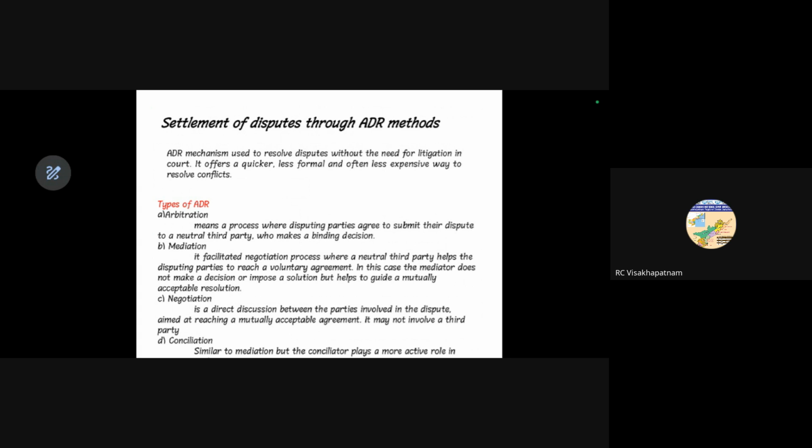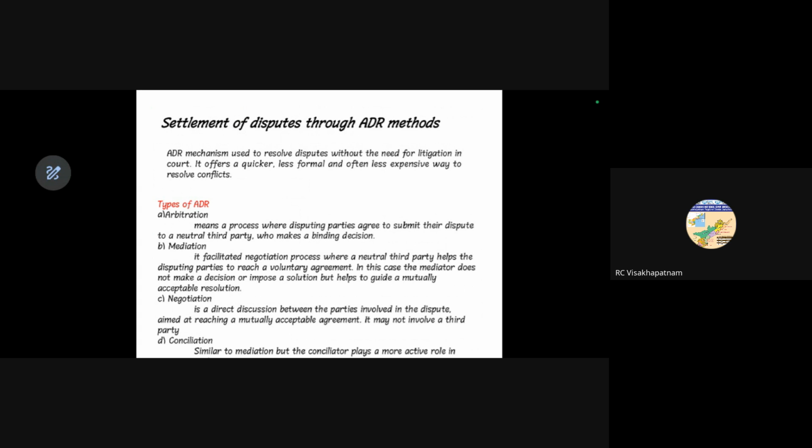Now, mediation. Mediation facilitates a negotiation process where a neutral third party helps the disputing parties to reach a voluntary agreement. That means here the mediator does not make a decision or impose a solution, but helps to guide a mutually accepted resolution. So because of this, the mediation agreement is not binding unless it is accepted by the parties.